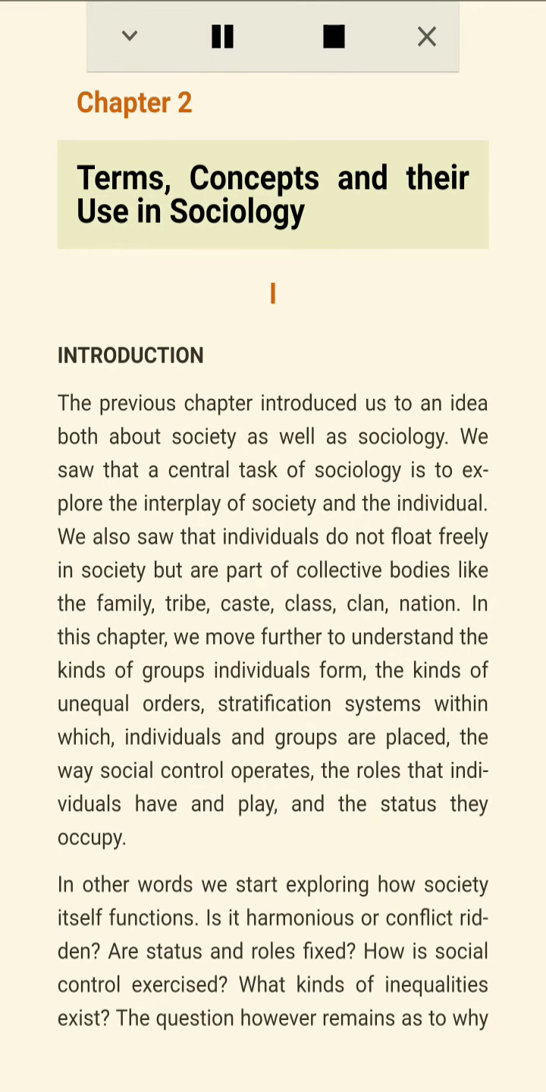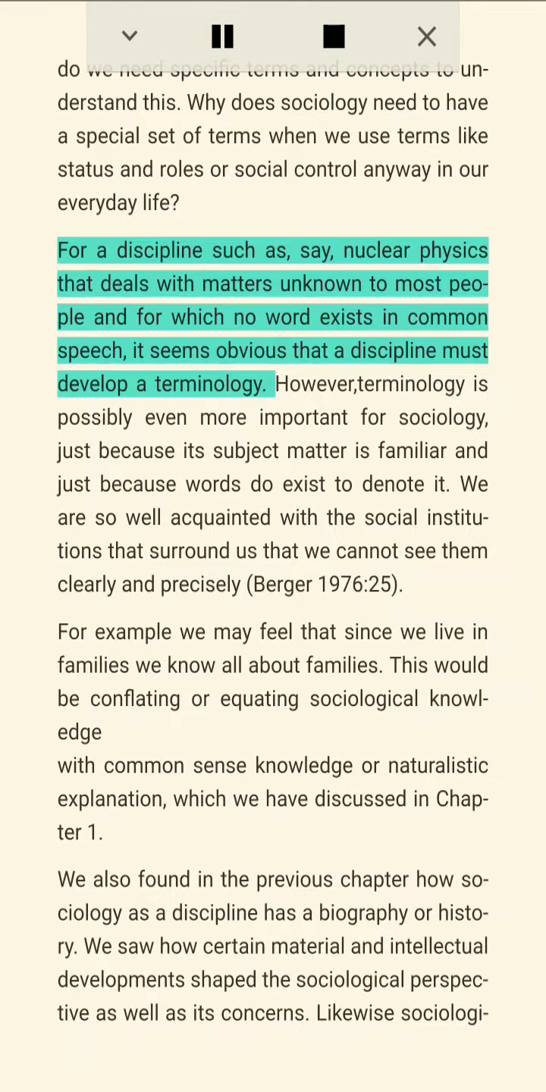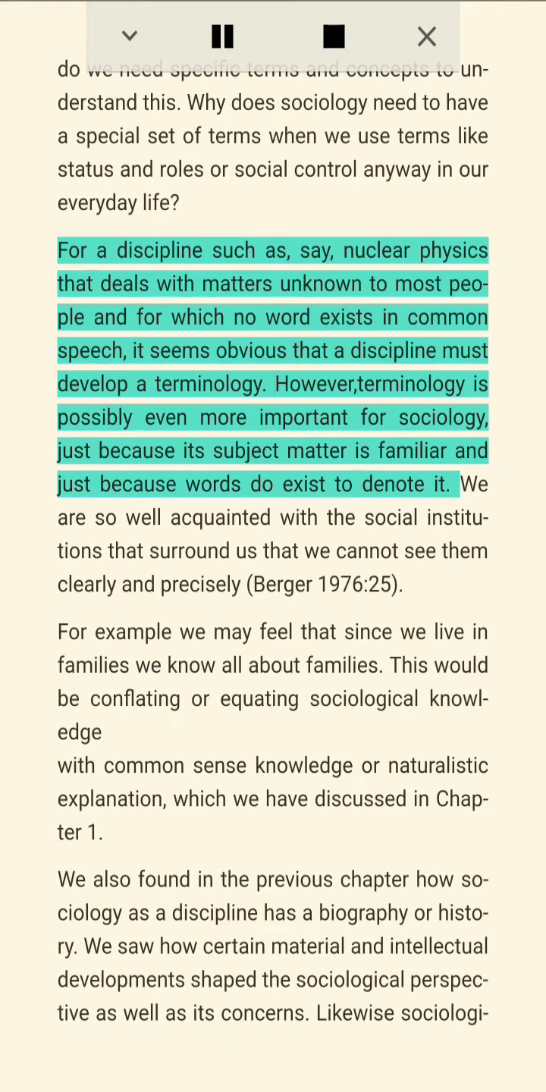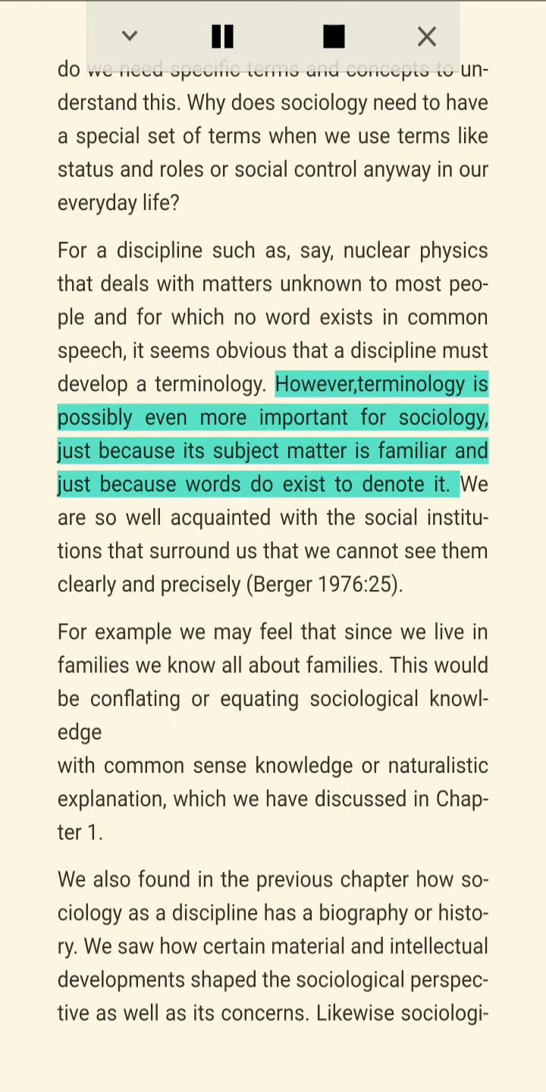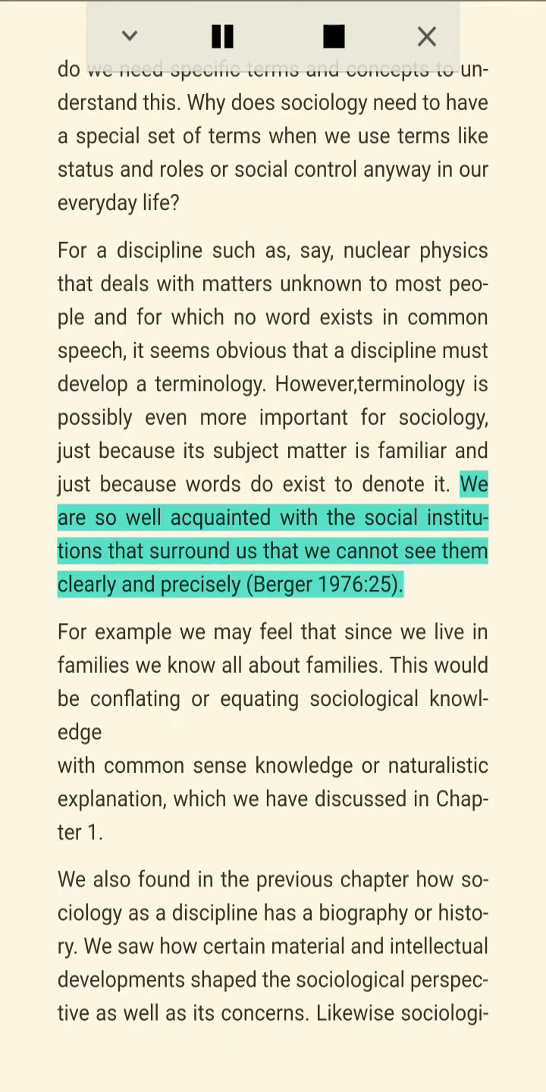Why does sociology need to have a special set of terms when we use terms like status and roles or social control anyway in our everyday life? For a discipline such as, say, nuclear physics that deals with matters unknown to most people and for which no word exists in common speech, it seems obvious that a discipline must develop a terminology. However, terminology is possibly even more important for sociology, just because its subject matter is familiar and just because words do exist to denote it.